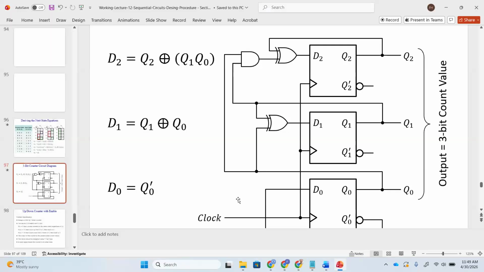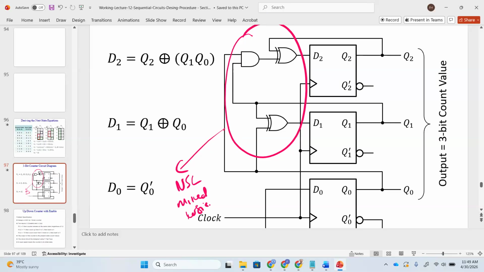Clear. Okay, what is this thingy? Anyone may help? Which logic is this? Mixed. Yes, mixed, but NSL. Got it or not got it? This is your current state and this is your next state. Any question? Is this clear or not clear?